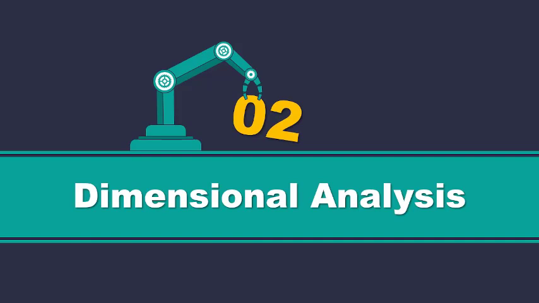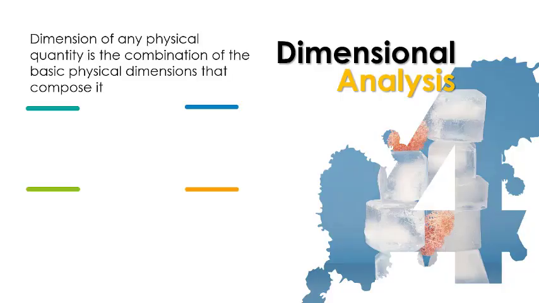Let us now discuss dimensional analysis. In physics, dimensional analysis is the study of relationships between physical quantities by determining their basic quantities and units of measurement and tracking these dimensions whenever computations or comparisons are made.